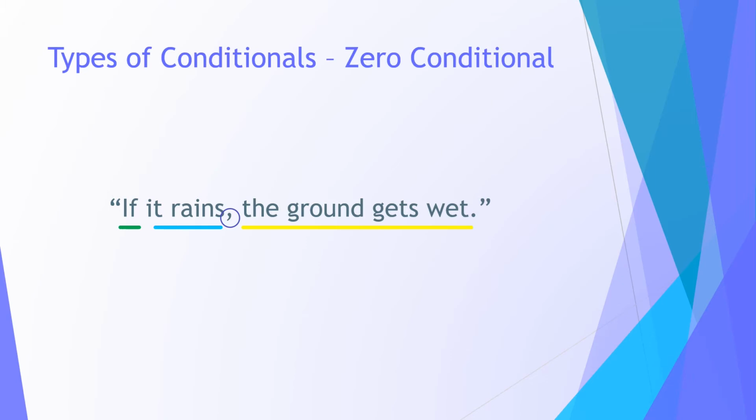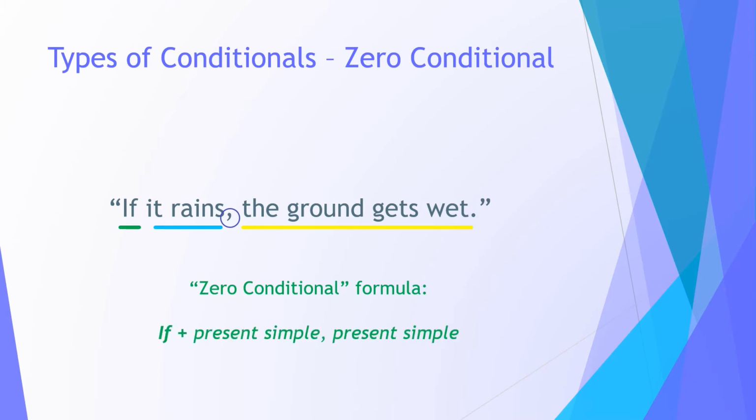And the important thing to remember with the 0 conditional is that both the condition and the result must be in the present simple tense. So the formula for the 0 conditional is if plus the present simple, a comma, and then the present simple again. And this is the simplest way of constructing a conditional sentence in English.